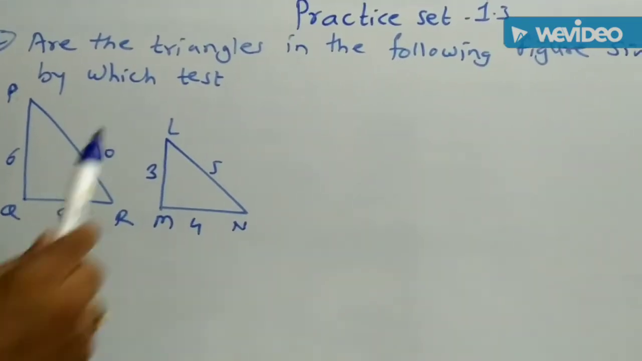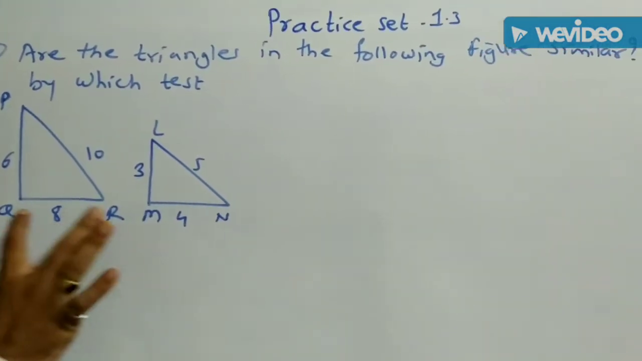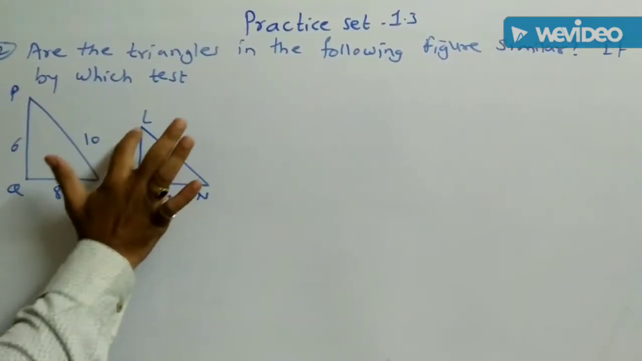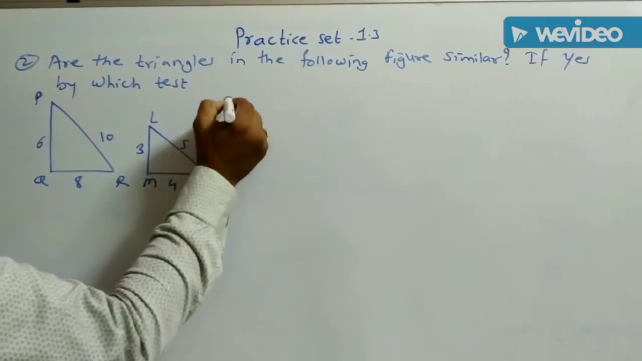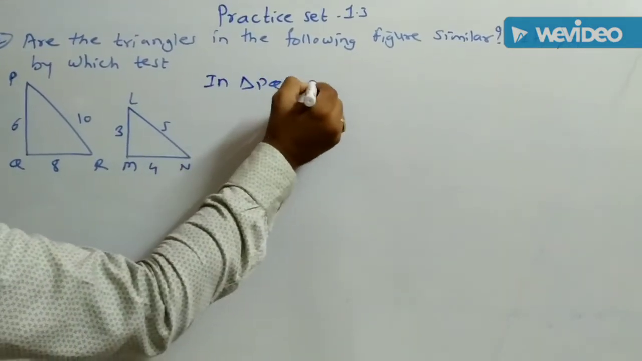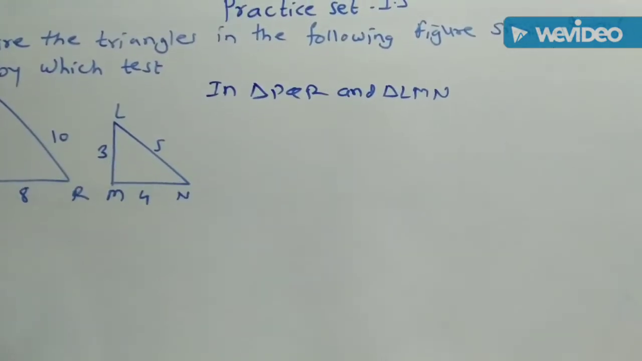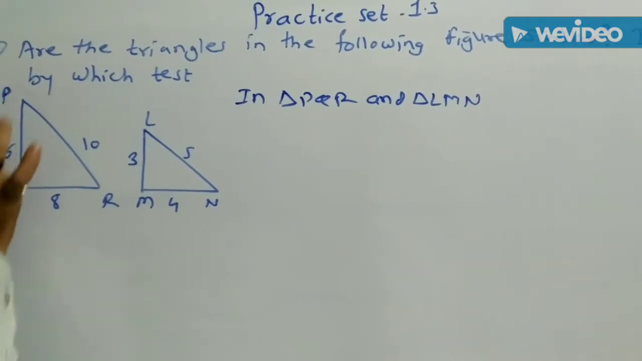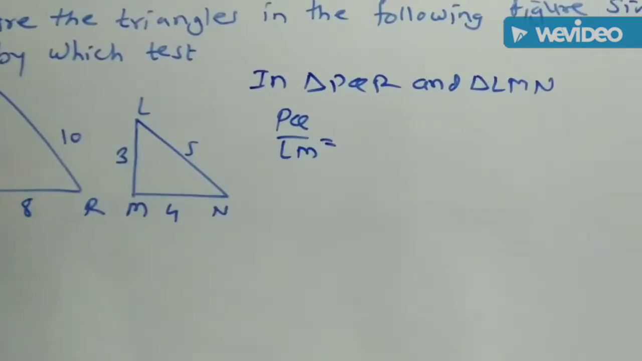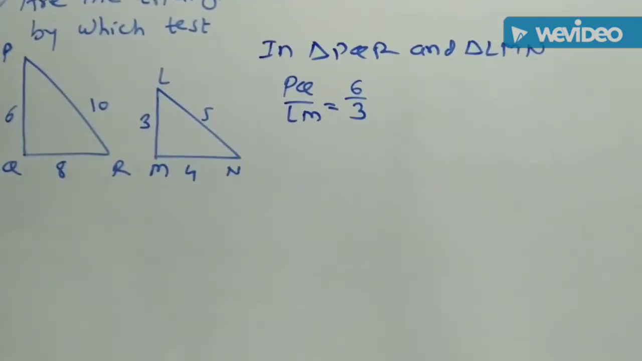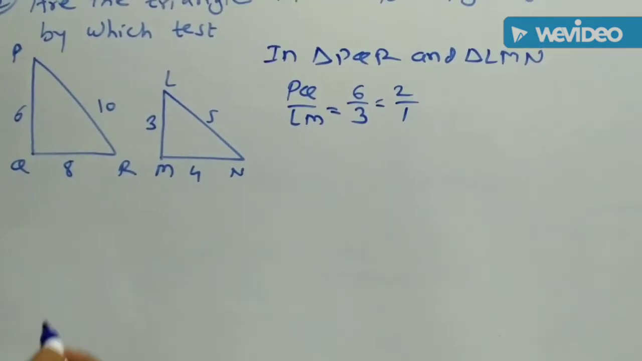Second example is: are the triangles in the following figure similar? If yes, by which test? In the figure, triangle PQR and triangle LMN are given and the lengths of their sides are given. Therefore we take the proportions PQ upon LM. PQ is given 6, LM is given 3. If we divide both by 3, we get 2 upon 1.